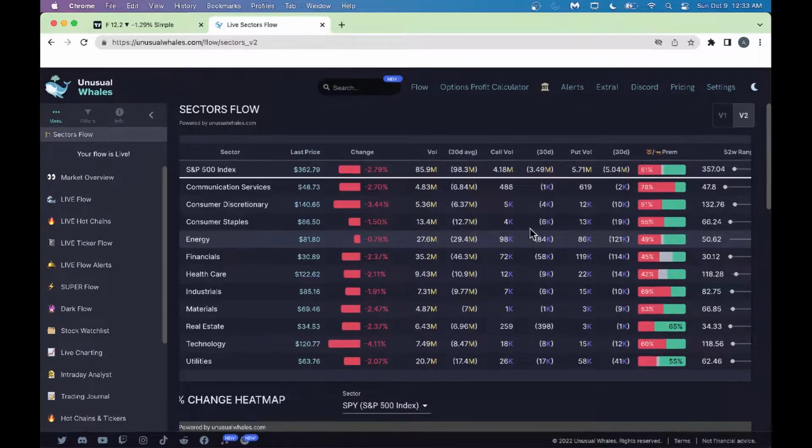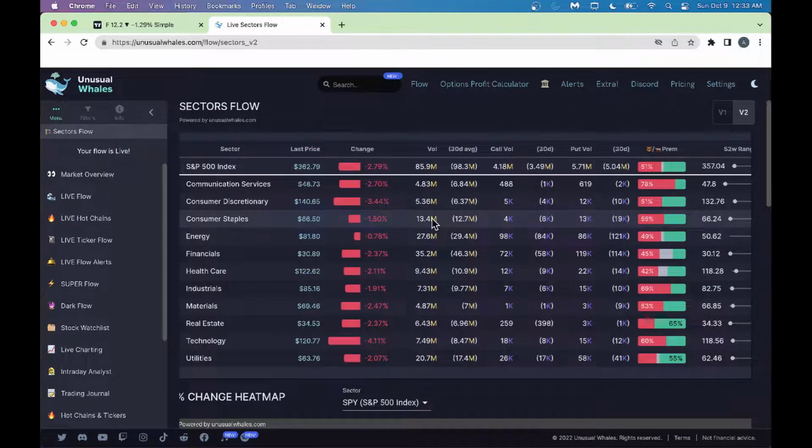By just looking at this, you can see here consumer discretionary down big time, and then you got technology down big time. Gives a good idea.